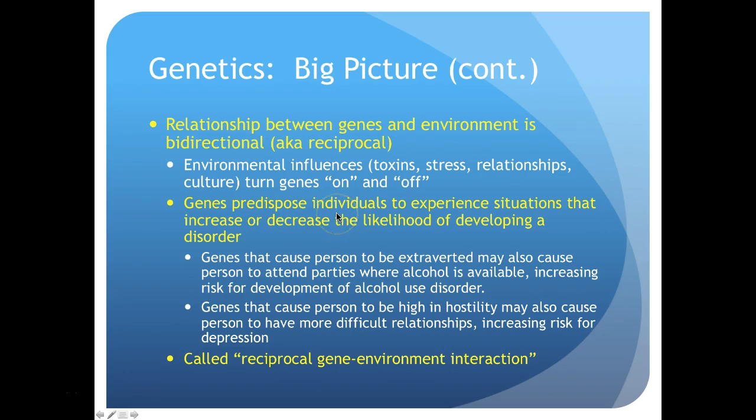Genes also predispose individuals to experience situations that increase or decrease the likelihood of developing a disorder. If you're extroverted, you're more likely to go out and drink alcohol. Then, because you drink a lot of alcohol, you may be more likely to develop alcohol use disorder. Genes may cause a person to be high in hostility, may cause a person to have more difficult relationships, increasing the risk for depression. So the gene predisposes you to certain environmental situations. The genes influence the environment, and the environment can also influence the genes. This is called a reciprocal gene-environment interaction.